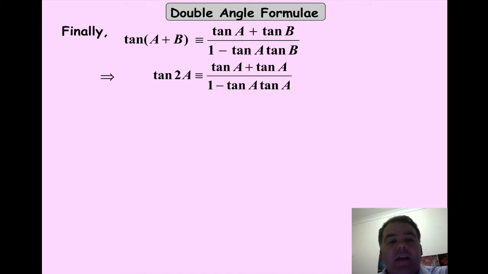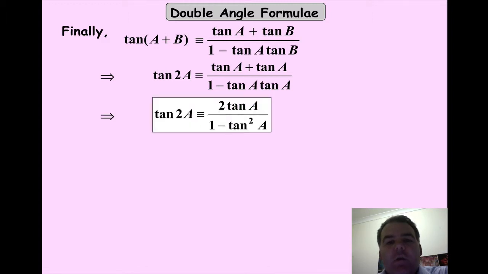For tan, there's the formula for tan A plus B. If we replace again B with A, we get that. So on the top line we've got 2 tan A, on the bottom line we've got 1 minus tan squared A. So there's all your double angle formulas. You don't have to know how to derive them, they're on your formula sheet. It's just a matter of understanding how to use them.